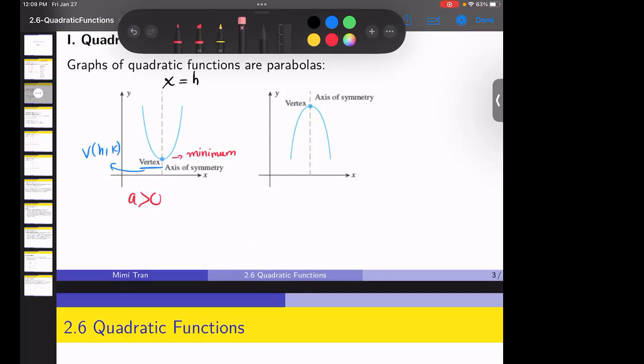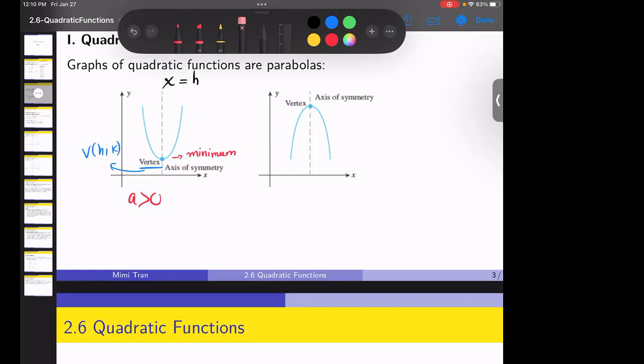What is the domain of the quadratic function? Yeah, it's a polynomial function, right? So the domain will be all real numbers. The range for the upward graph will be from the minimum up to infinity.